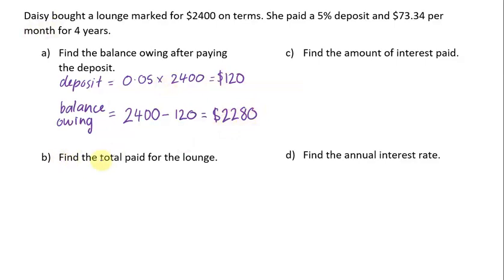Then we're asked to find the total paid for the lounge. So the total paid for the lounge is going to be the deposit. She paid the deposit plus something else. So after Daisy's paid the deposit on this lounge, she takes out a loan for the rest of the cost, the $2,280. We know that because she's purchasing it on terms, and that's what purchasing on terms means. It means taking out a loan for the rest of the amount apart from the deposit. So Daisy will pay in total for the lounge the deposit plus the total amount of the loan, which is the principal plus the interest, plus the total of all the repayments.